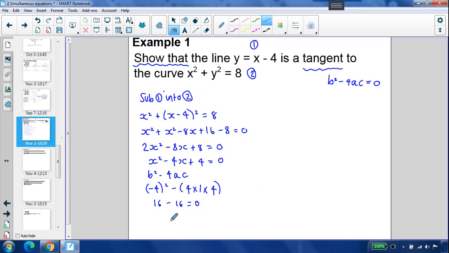So as it's a show that question, let's just tie it together. And I'm going to say, therefore, y equals x minus 4 is a tangent as b squared minus 4ac is equal to 0. And I'm just going to leave it like that. You can go on and say, therefore, there is one point of intersection if you like, but anything along those lines would be fine.